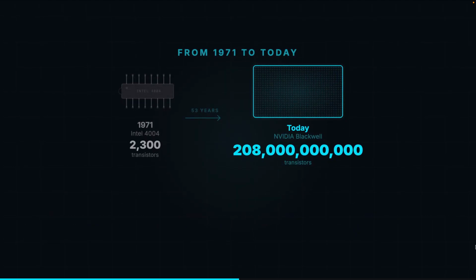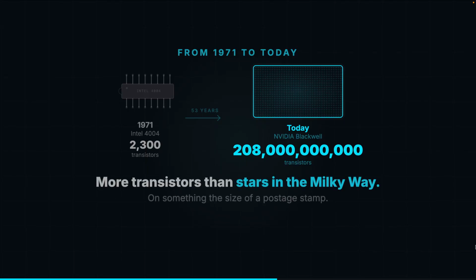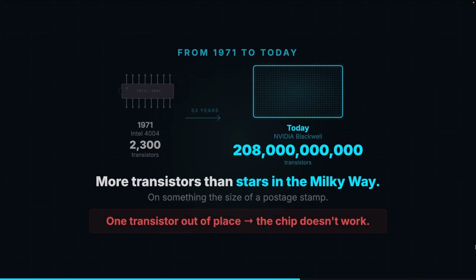In 1971, the Intel 4004 had 2,300 transistors. Today, NVIDIA's Blackwell chip has 208 billion. More transistors than stars in the Milky Way, on something the size of a postage stamp. And if just one transistor is out of place, the chip doesn't work.